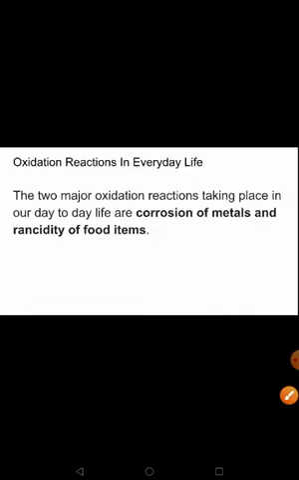Now let's move on to the last part of your lesson, that is oxidation reactions in your everyday life. The two major oxidation reactions that we'll be learning now, which take place in your day-to-day life, are corrosion of metals and rancidity of food items. So what do you mean by corrosion?